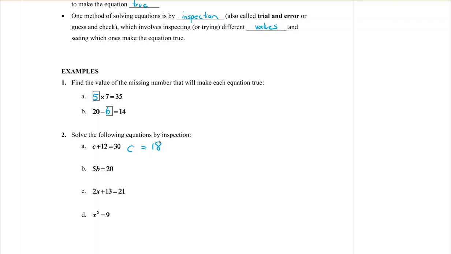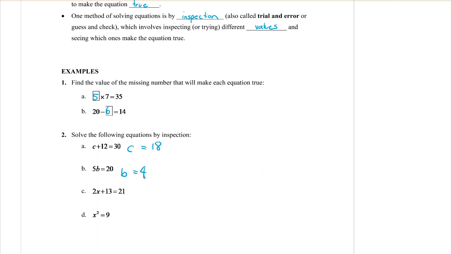How about this one? 5b equals 20. Now 5b, that means that they're multiplied. 5 times something makes 20, and it would have to be a 4. So b must be equal to 4.